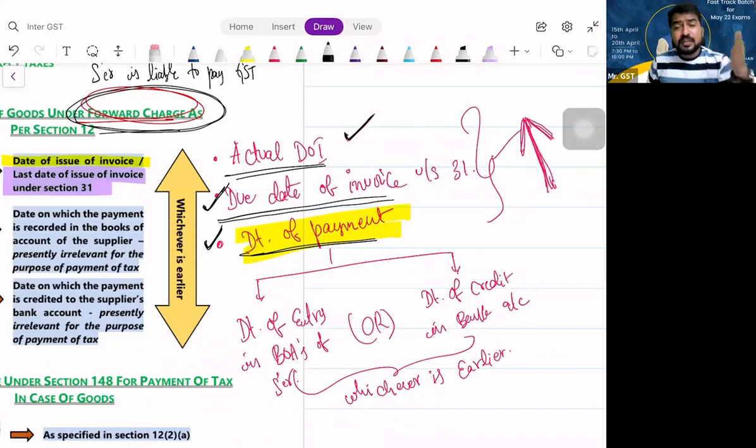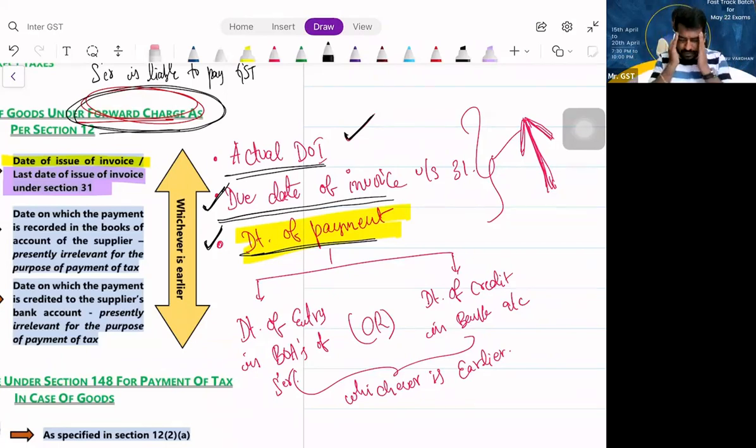Sometimes what will happen? Sir, my bank account got credited with your payment somewhere 1st April only. But I was celebrating new financial year with my family and friends. So I didn't check the bank statement. Later on, after 10 days, I saw the bank statement on 10th April. I'm putting the entry in the tally. What is the date of payment? Same date of entry or date of credit, whichever is earlier. Date of credit already over, 1st April. So 1st April is the date of payment. Am I clear? A simple topic.